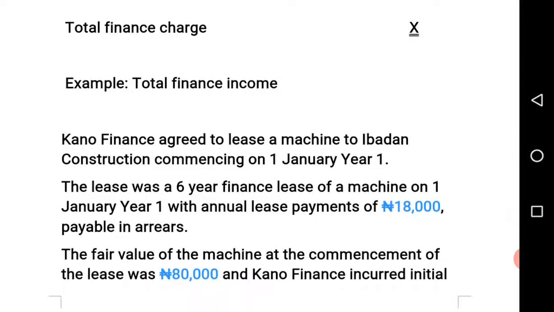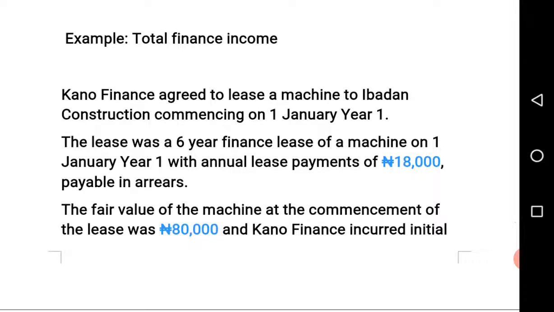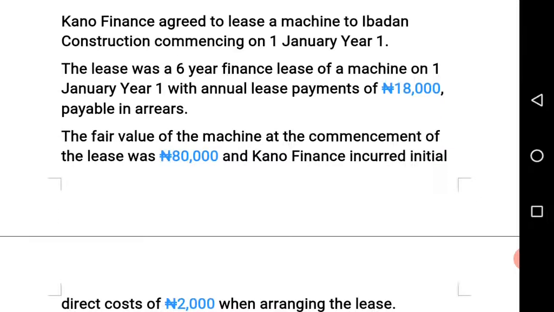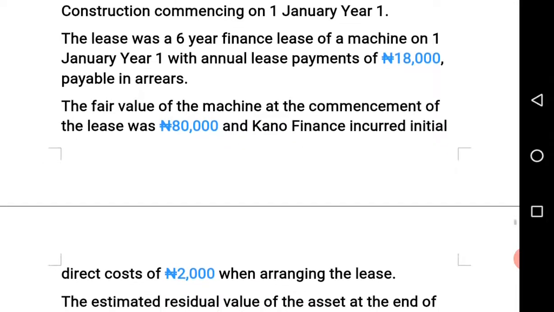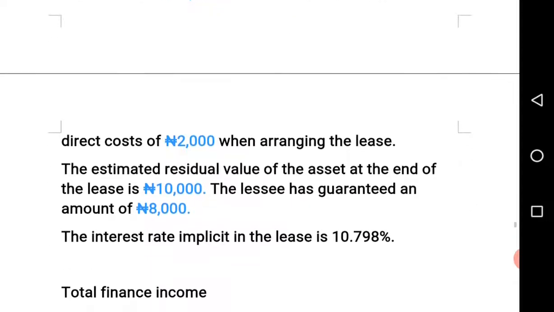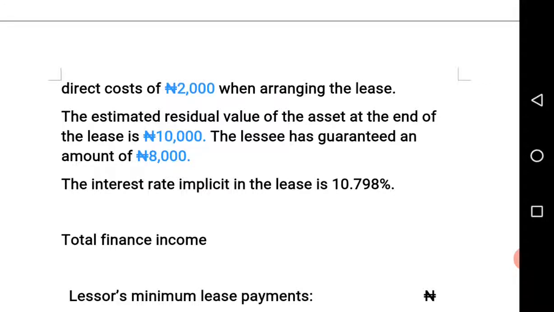Kano Finance agreed to lease a machine to Ibadan Construction commencing on 1st January year 1. The lease was a 6-year finance lease of a machine on 1st January year 1, with annual lease payments of 18,000 payable in arrears. The fair value of the machine at commencement of the lease was 80,000, and Kano Finance incurred direct costs of 20,000 when arranging the lease. The estimated residual value of the assets at the end of the lease is 10,000.